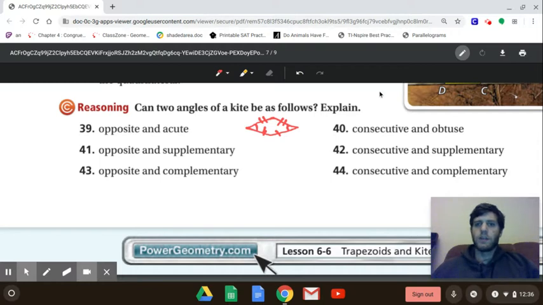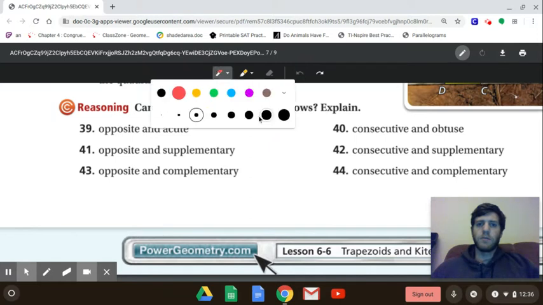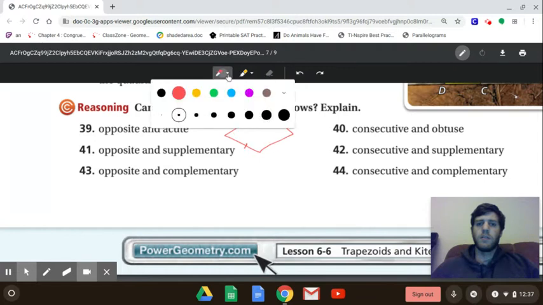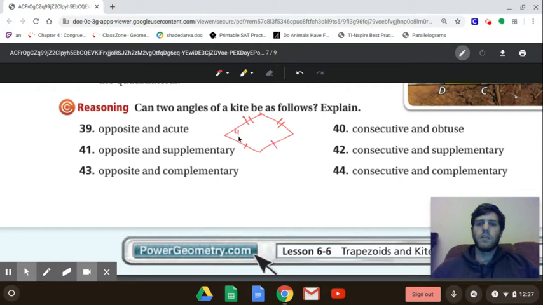Okay, so you can draw one if you want to do a little bit better. Let's draw it a little bigger, maybe with a thinner line. And we could say that this is 45 degrees, and this is 45 degrees. That would absolutely work for our kite, right?